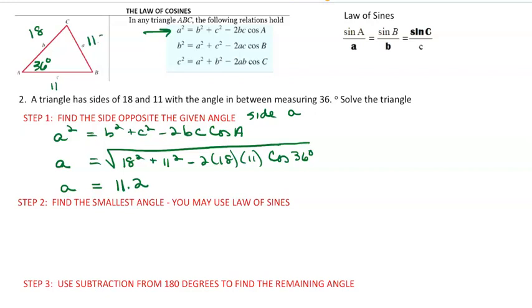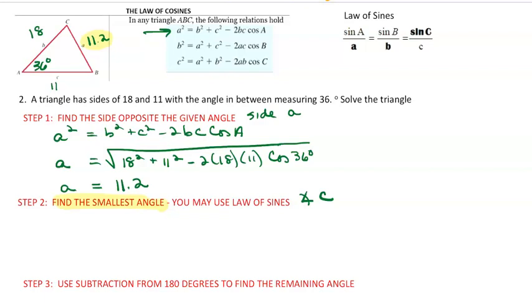It is 11.2. Okay, so that's our first thing that we've discovered. There you have it. Now I have an angle across from the side. I can switch over to law of sines as long as I make certain to find the smallest angle. The smallest angle will be angle C because it is across from the side length of 11, which is smaller than the side length of 18.